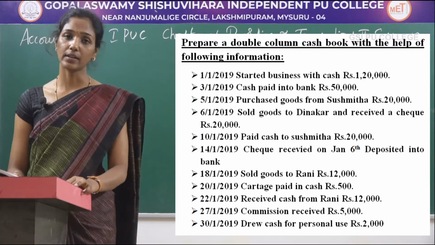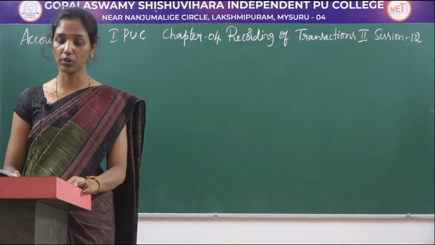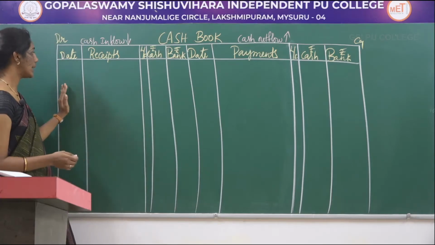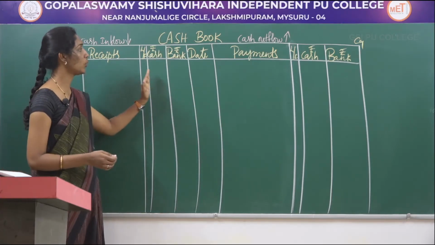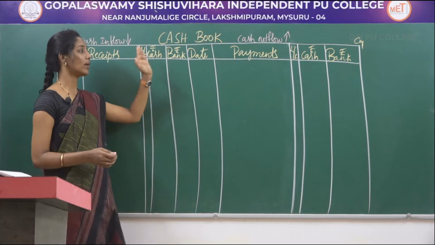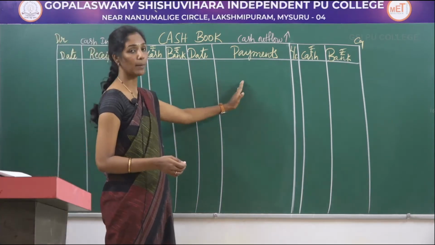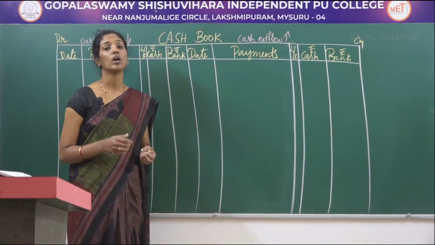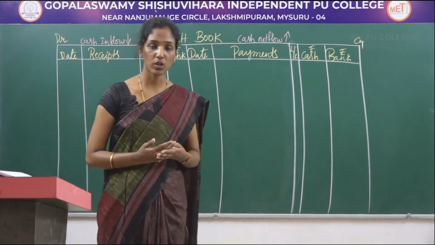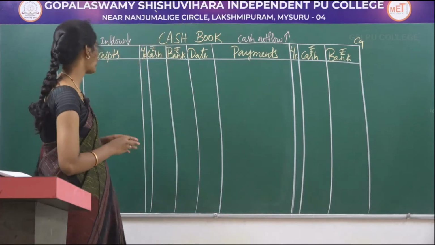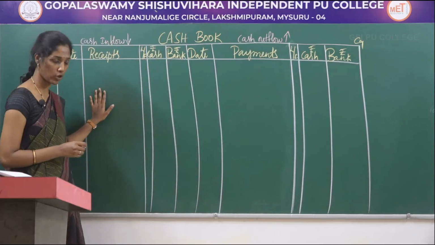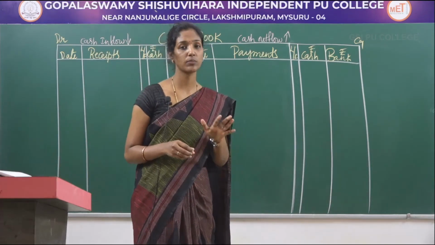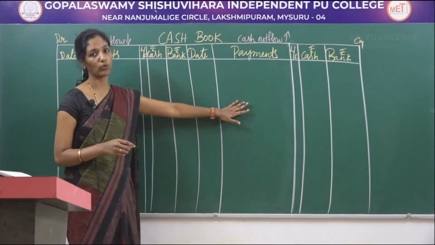Now first let's write the format of double column cash book. On the debit side, date, receipts, ledger folio, cash column, bank column. On the credit side, date, payments, ledger folio, cash column and bank column. As we know, when business receives cash, then those transactions must be recorded on the debit side of the cash book, whereas when business makes payment, then those transactions must be recorded on the credit side of the double column cash book.